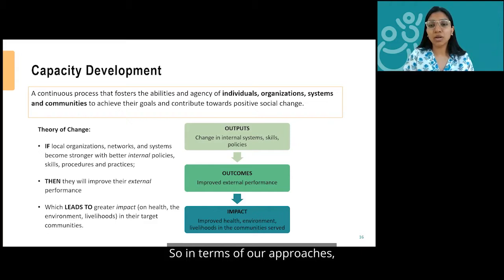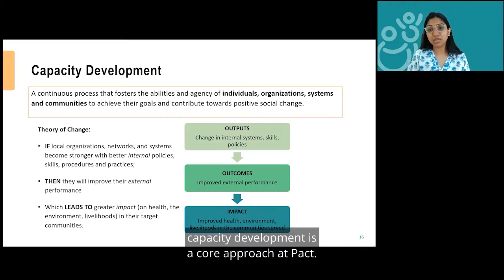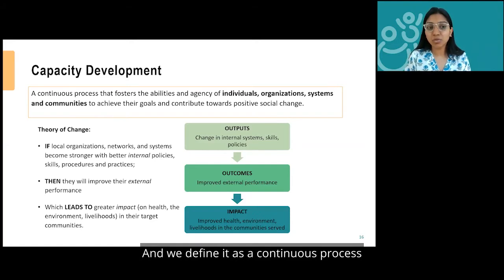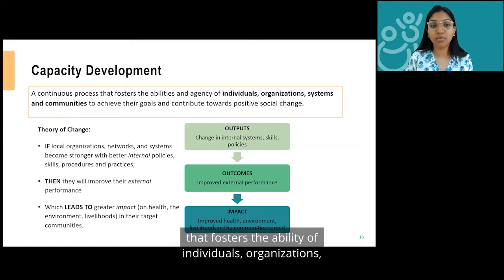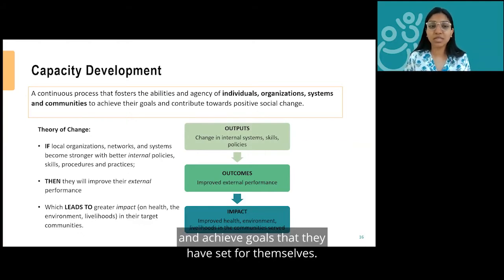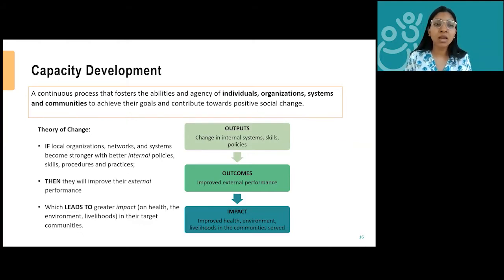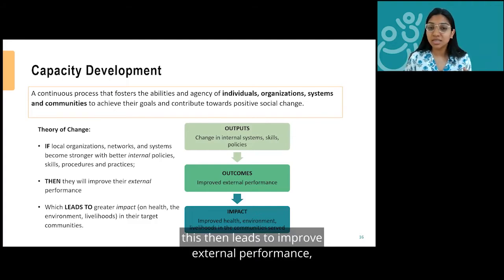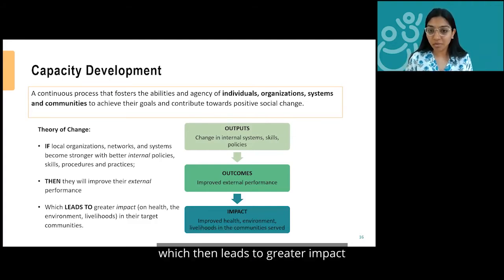So in terms of our approaches, capacity development is a core approach at PACT, and we define it as a continuous process that fosters the ability of individuals, organizations, systems, and communities to get stronger and achieve goals that they have set for themselves. Our theory of change states that if local organizations become strong internally, this then leads to improved external performance, which then leads to greater impact in their target communities.